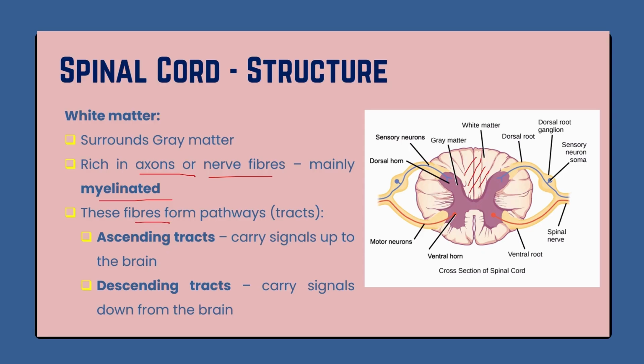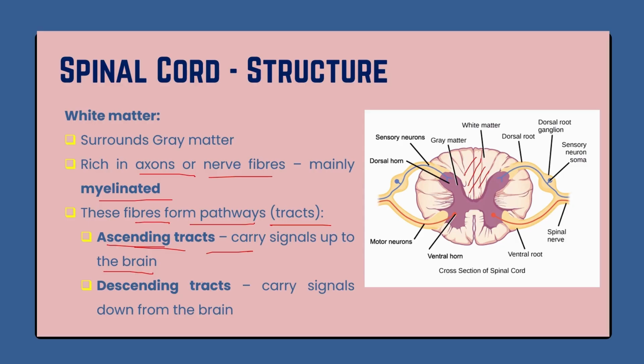These fibers form pathways or tracts. Nerve fibers present in the white matter form tracts or pathways for carrying impulses or information to different parts of the body. First, we have ascending tracts. What does an ascending tract do? It carries signals up to the brain. Ascending means going up. What is up there? The brain. So ascending tracts carry signals up to the brain.